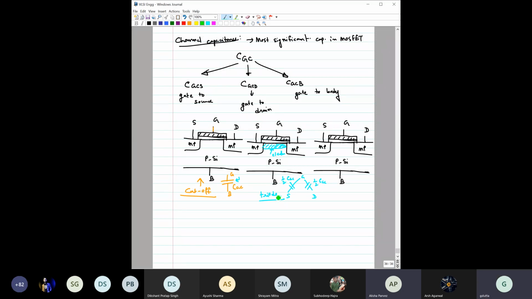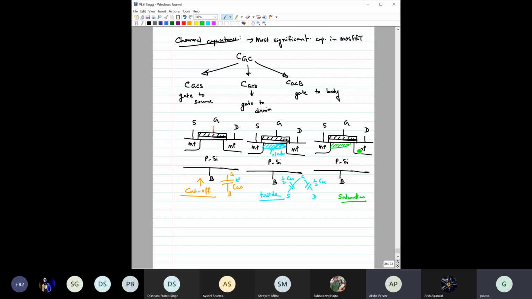Now let us see what will happen when the transistor is in the saturation region. I hope you remember from your semiconductor device class that saturation in this type of long channel MOSFET is due to pinch off. So pinch off has occurred. That means the channel is not connected from source to drain. The channel is always connected with the source, but now it has been disconnected from the drain side. So the channel looks somewhat like this.